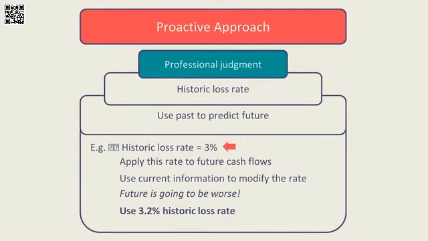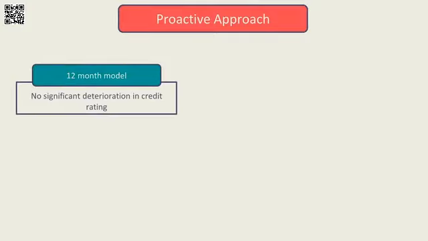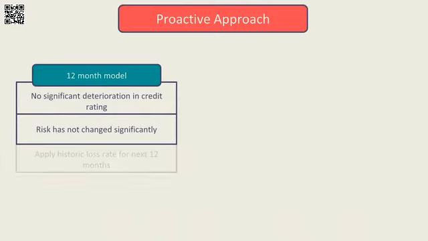Now the question is, once we've calculated that historic loss rate, what cash flows do we apply it to? Well, the first model that we start off with is called a 12-month model. And in a 12-month model, there has not been a significant deterioration in credit rating of the original investment. And that means that the risk that we were willing to accept at the start has not really changed, and there's not really much risk of anything going too wrong. In which case then, we need only apply this historic loss rate to cash flows over the next 12-month period.